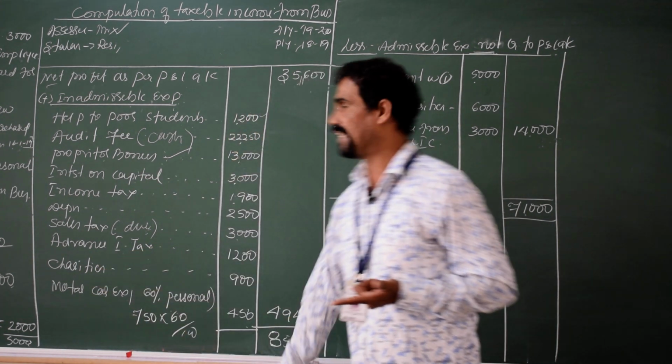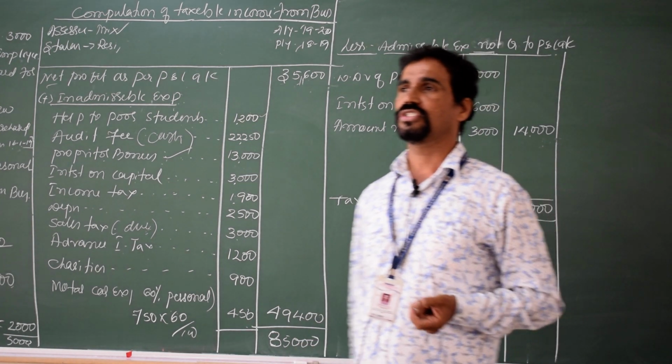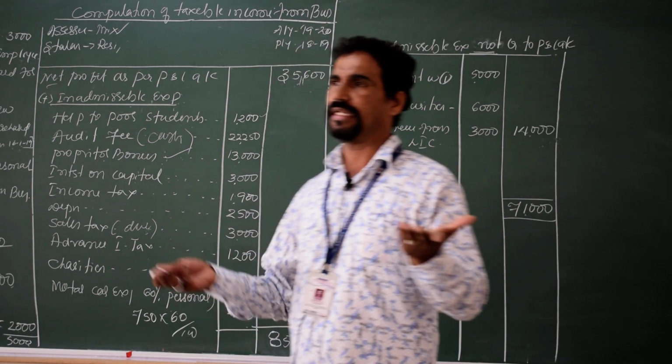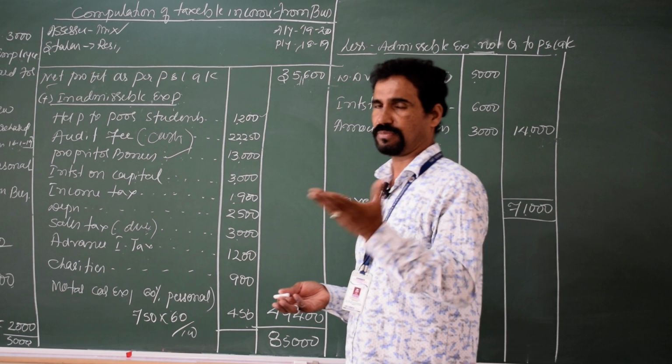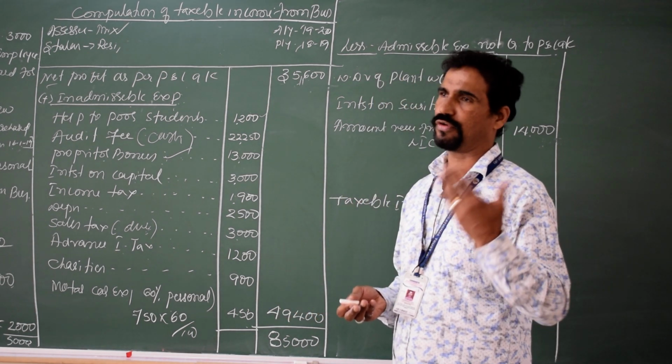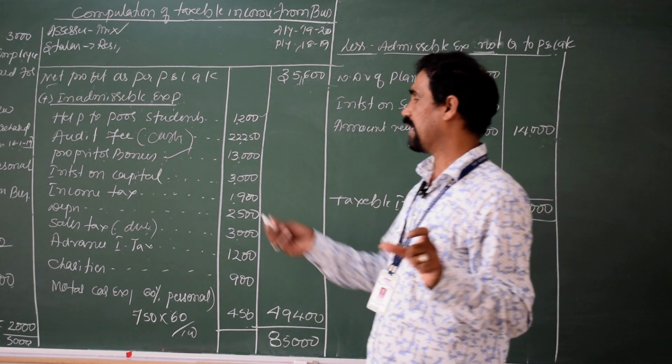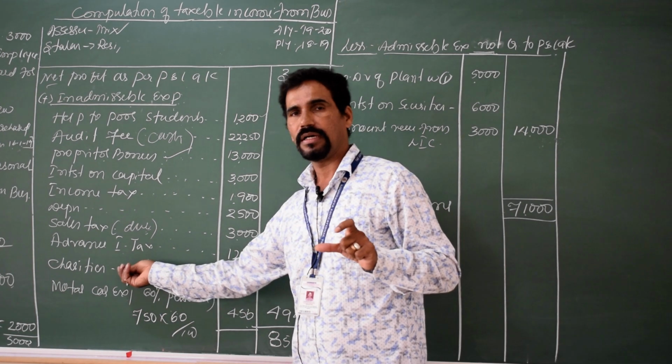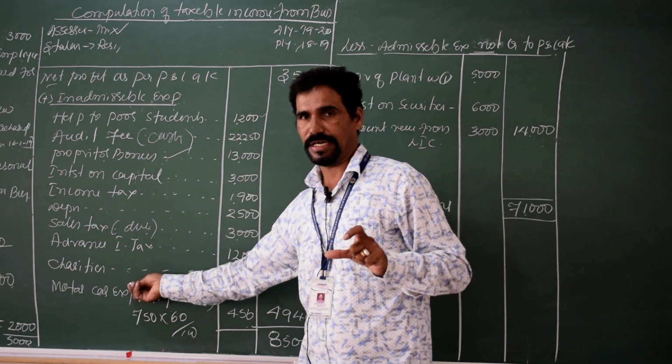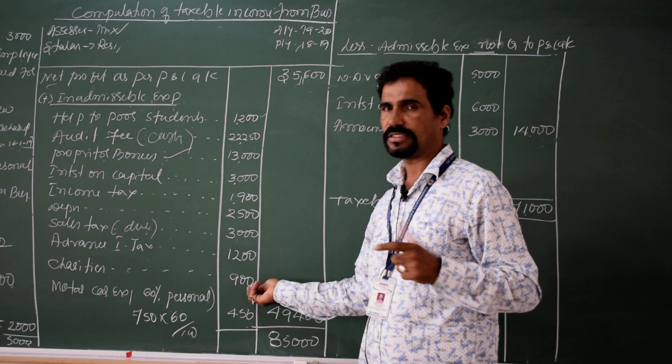Next, charities. I told you charities and donations are deducted only under some sections, either 50% or whatever it may be, but charity is not a business expenditure, it is other non-related expenditure. So you can take the charities directly.